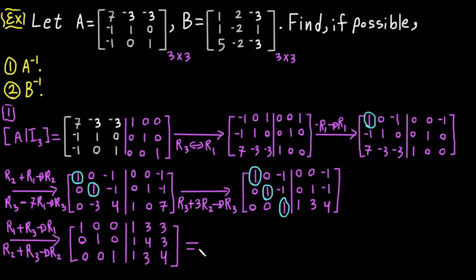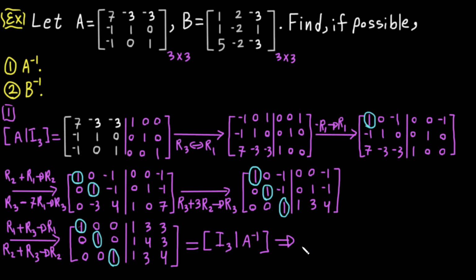Now here we have the identity matrix. So I will write it like this. Here we have the identity matrix and the line here, and here we will get the A inverse. So here we have A inverse on the right hand side, and here we have the identity matrix. So on this side we have A inverse.